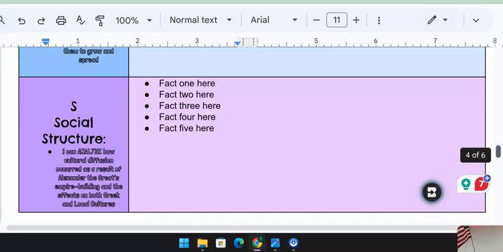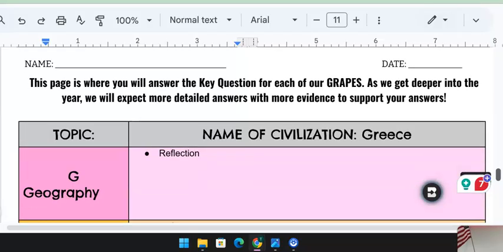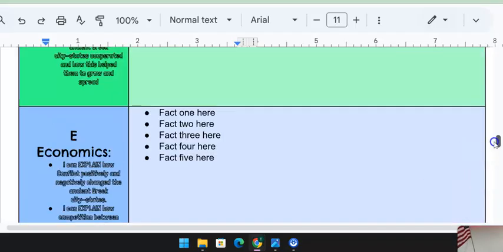Our third part, scroll down till you see some things that say reflection. Okay. This page is where you will answer the key question for each of our grapes. Okay, so where it says reflection, that's where you're actually going to put your answer to the question. So remember how I said you're going to start off with the notes boxes with lots of information. Then you're going to pick your top 5 pieces of information that can help you to answer the question. And then in this box, that's where you will actually write your answer to the key question.